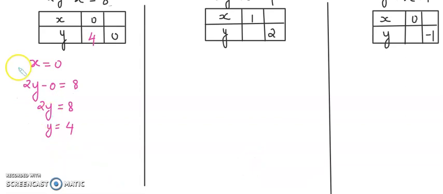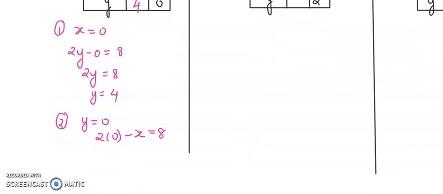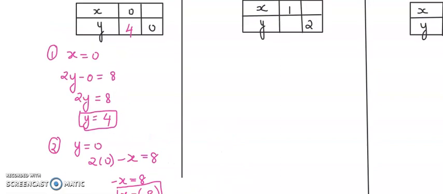Then I'll say y is equal to 0. So it will become 2 times 0 minus x is equal to 8. So minus x is equal to 8, so x is equal to minus 8. I'm taking very simple points. When x is 0, y is 4, and when y is 0, x is minus 8. These are my two points for the first graph. The first graph is 2y minus x is equal to 8.